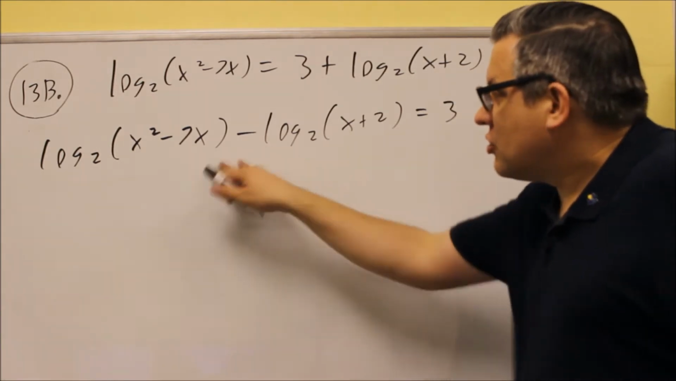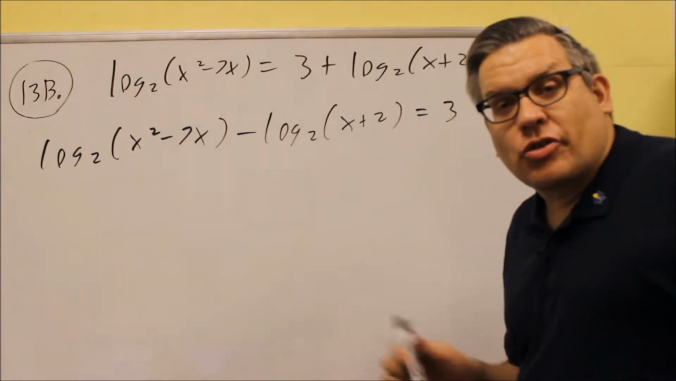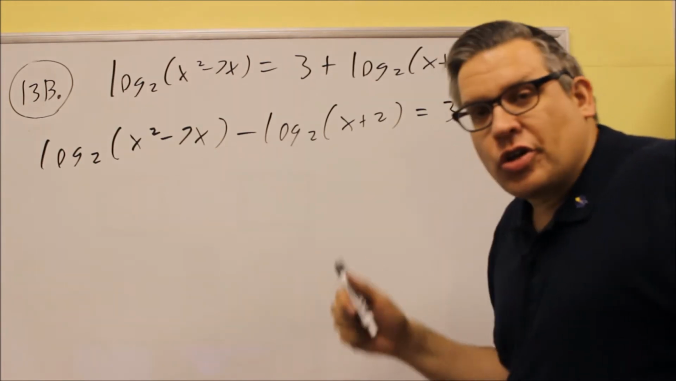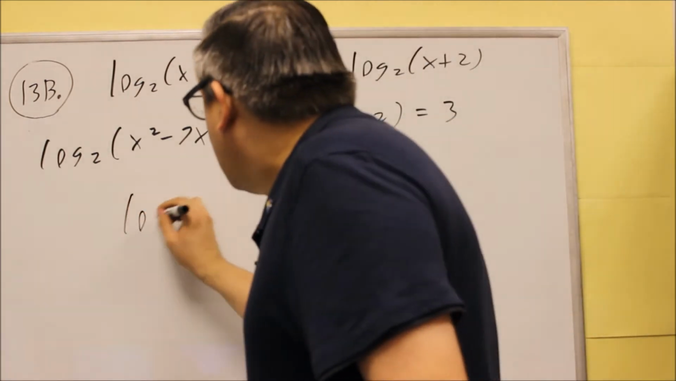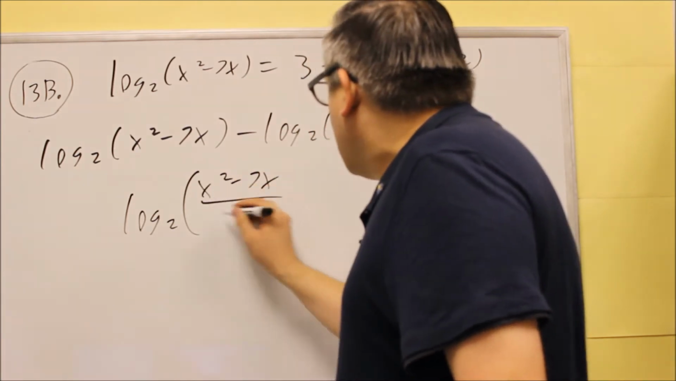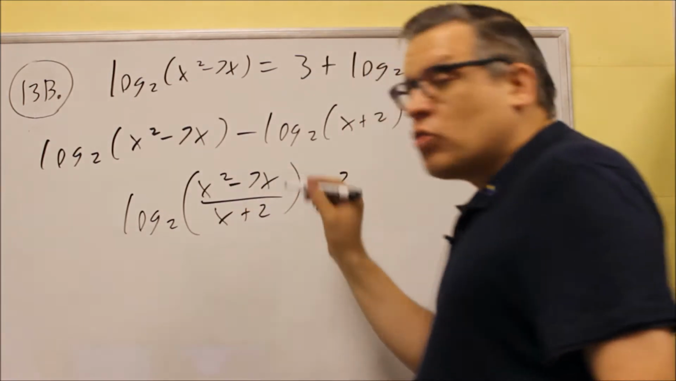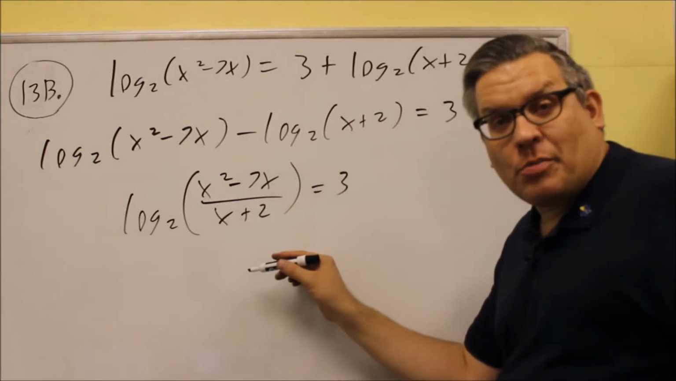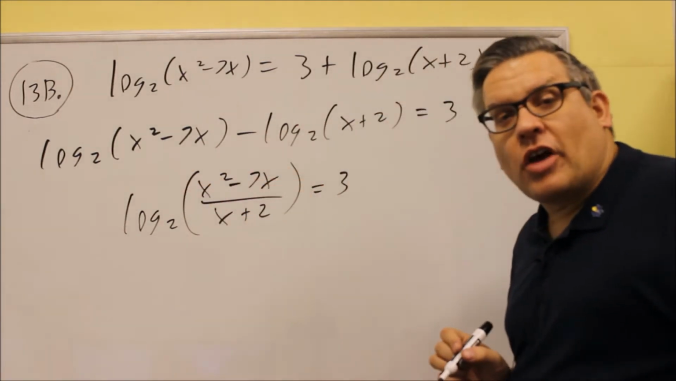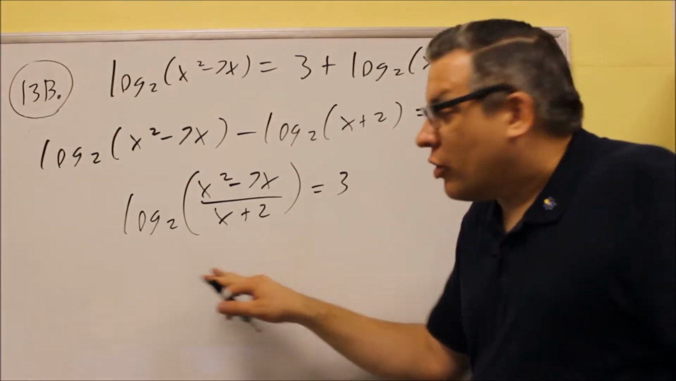We want to combine these two logs together into a single log. The minus means that it's going to turn into division. Now you're not going to have two logs here. The two logs turn into one single log. So you have log base 2, and then you have x squared minus 7x on top, x plus 2 on the bottom. So it's written out this way. We don't have a log on top and a log on the bottom. When you combine these together with log rules, you only have one single log that you have left over, and it looks like this.